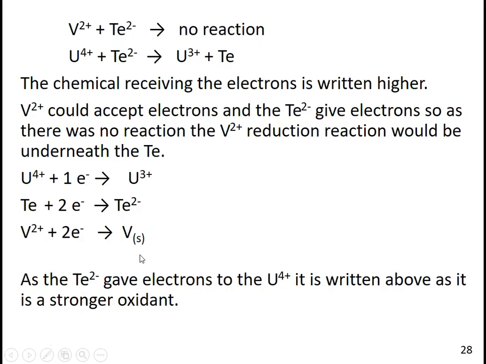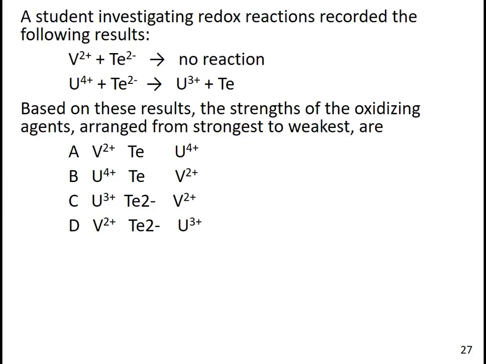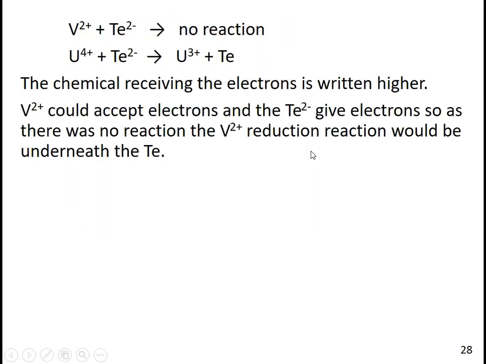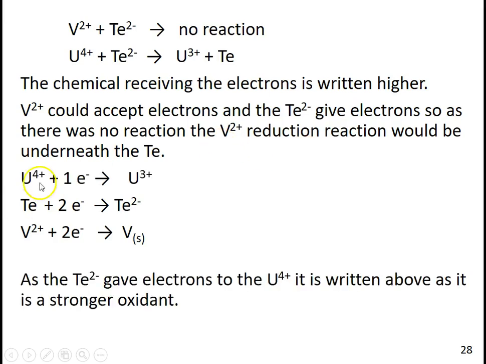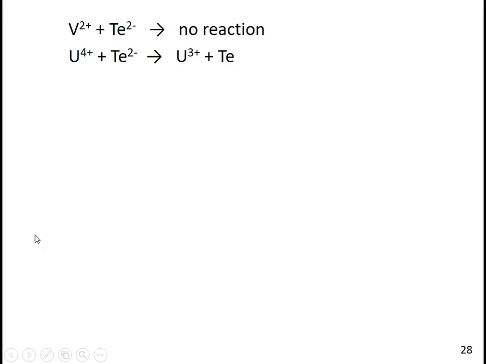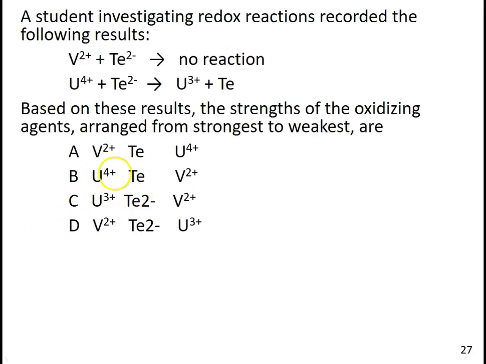Okay, so what was the question? Now that we've got the order, so we've got U4+, Te, V2+. The question is, the strengths of the oxidizing agents arranged from the strongest to the weakest. So we want the strongest one to the weakest one. The strongest one was U4+, then Te, then V2+. So it's B. Sorry about that.